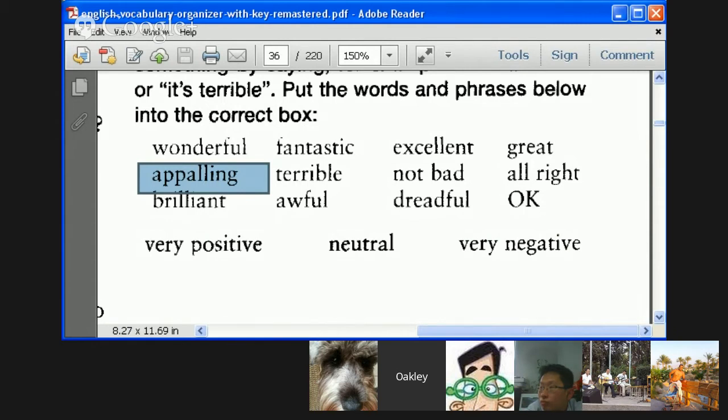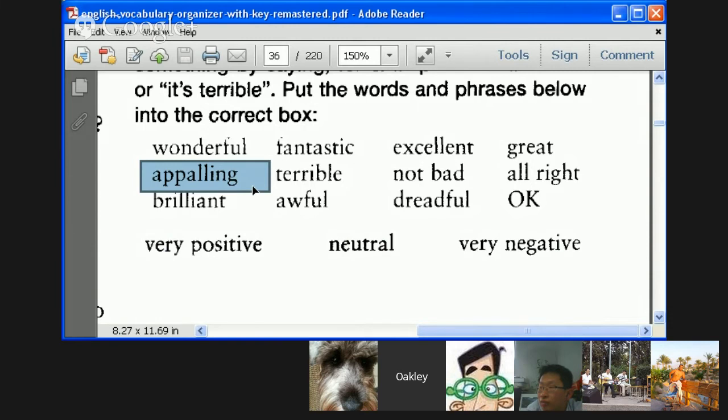Very negative. Extremely negative, as a matter of fact. We often use it for appalling behavior. It's like awful or terrible, but I can say it was an awful movie. It was a terrible movie. But appalling, I can say it was an appalling movie, but that sounds weird. I mean, it's possible. It's not grammatically wrong. But I often talk about appalling human behavior, how somebody is.